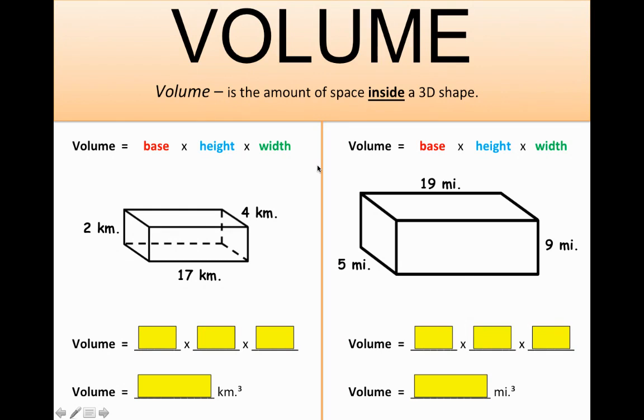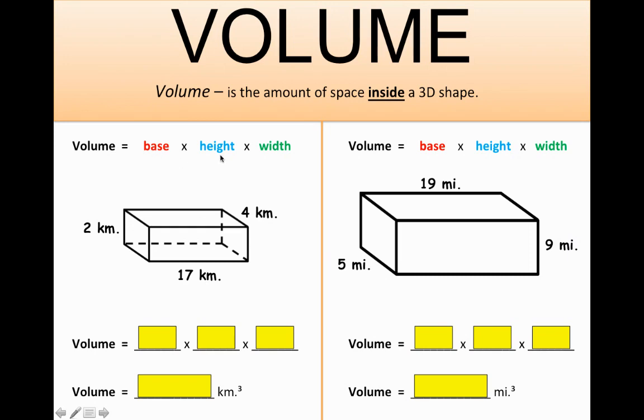Now, the next type of shape that we're going to take a look at is the rectangular prisms. If you notice, the volume formula for the cube and the rectangular prism is the exact same thing: base times height times width. Just like rectangles and squares, squares are special cases of rectangles, and cubes are special cases of rectangular prisms. So they're going to have the exact same approach.